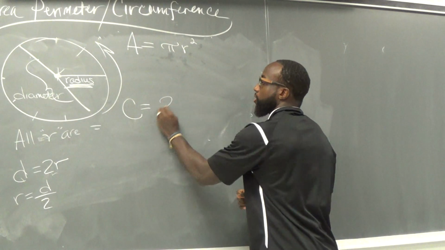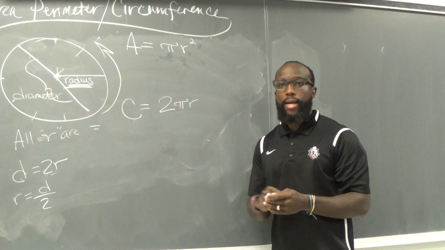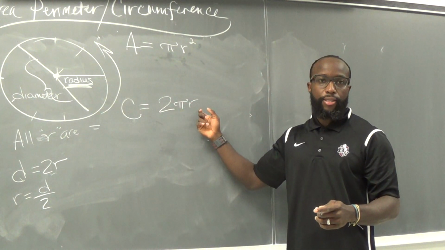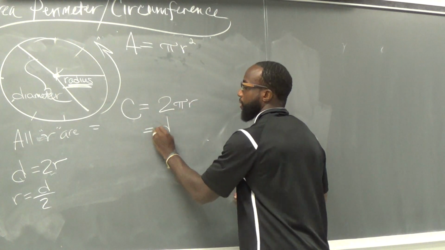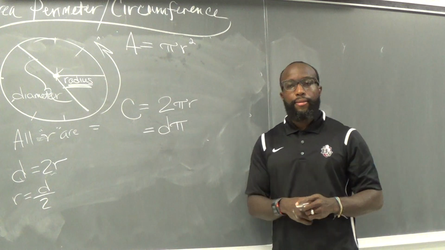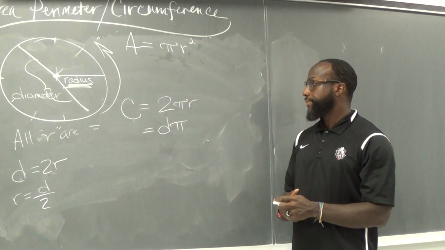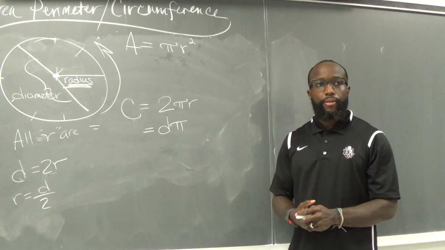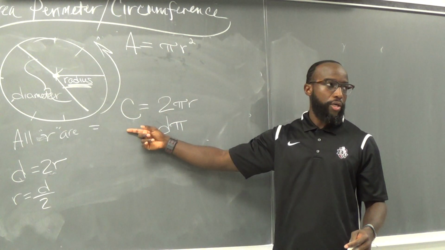Circumference is going to be 2 times pi times the radius, 2 pi r. Or it'll be the diameter times pi, because remember, 2 times r is d. So that's the area of a circle and the circumference of the circle.